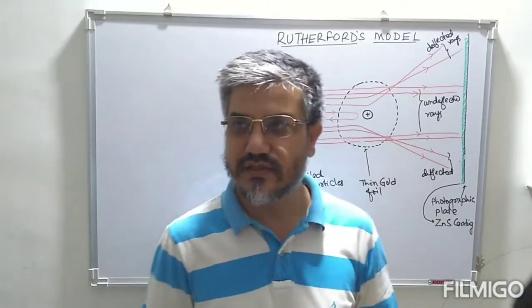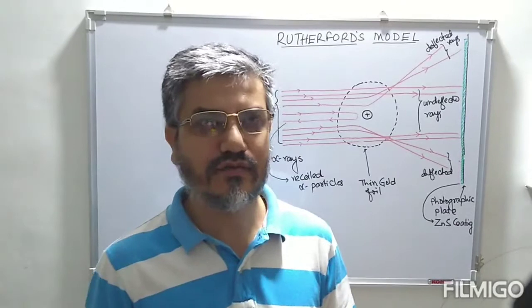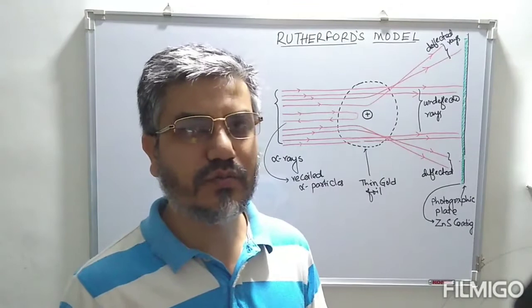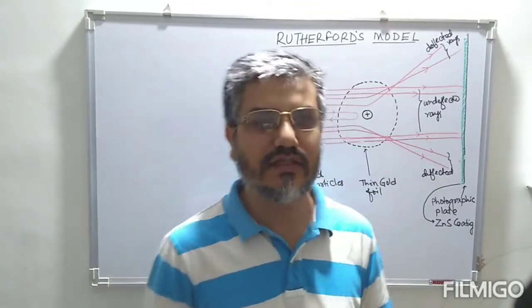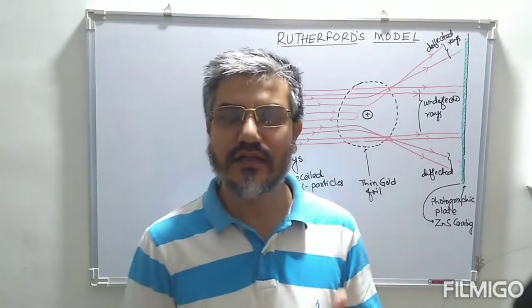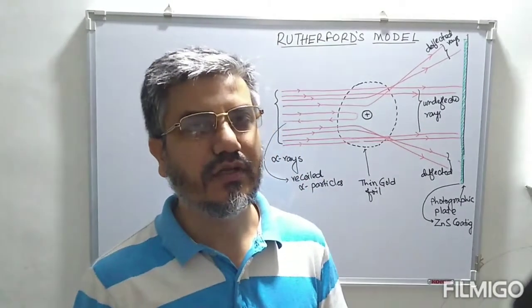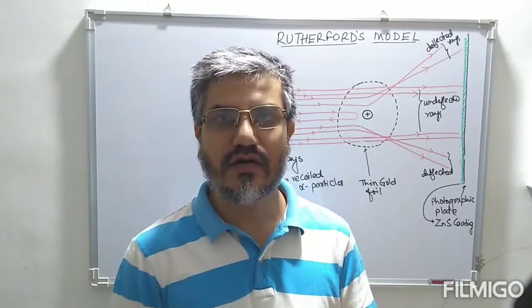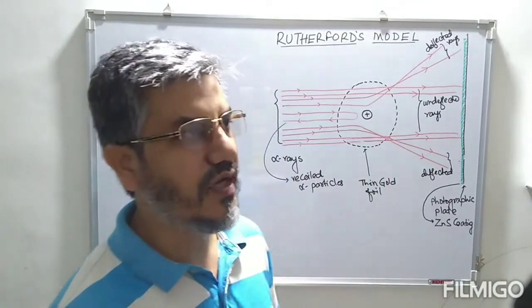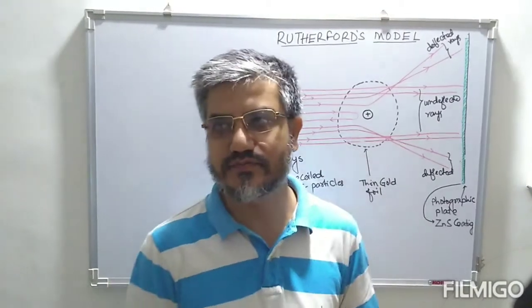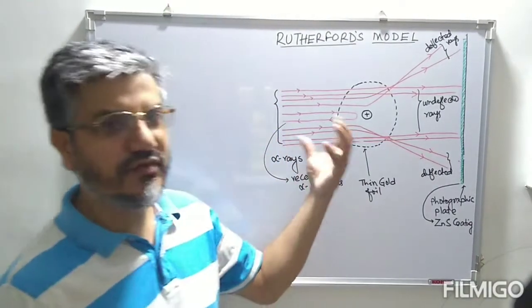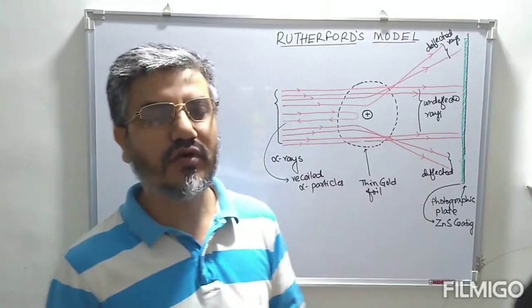Today's topic of discussion is Rutherford's model of the atom. Having discovered the fundamental particles, that is electrons, protons and neutrons and their properties, we have now come to the stage of asking how these protons, neutrons and electrons are placed inside an atom. That is what we call the structure of atom. We will have different models that explain the structure of the atom.